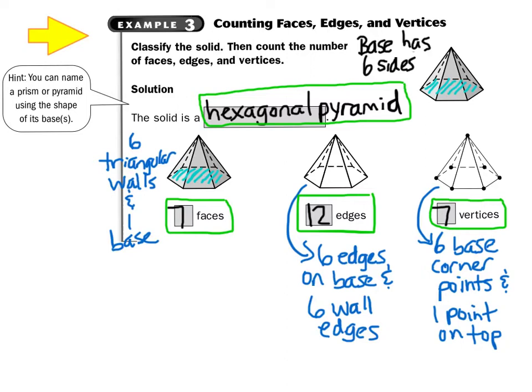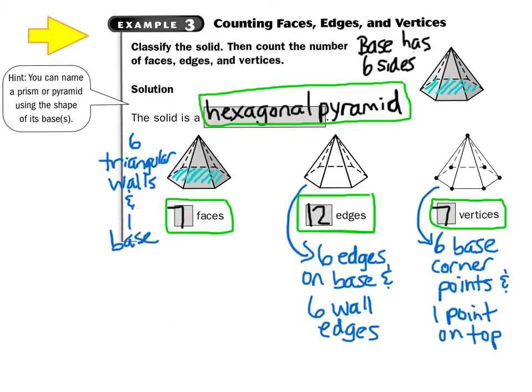Okay, and so now let's look at this. To count the number of faces, I have to count all the walls, including the floor. So the floor is one wall, and then there are 1, 2, 3, 4, 5, 6 triangles that make up the walls going up. So 6 triangular walls and one base makes a total of 7 faces.